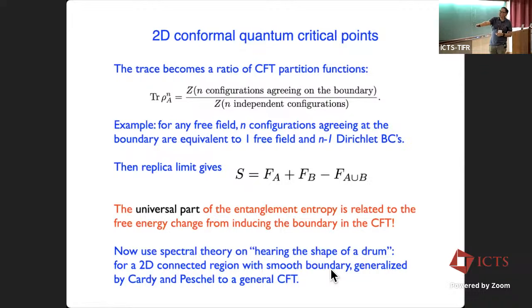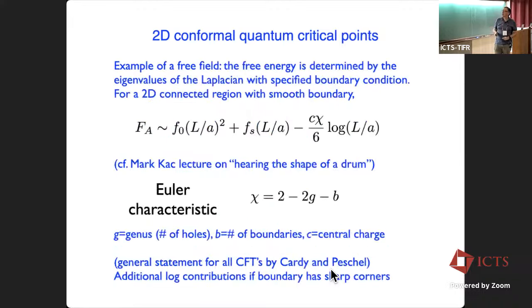And we're doing an easy case, which is a 2D connected region with smooth boundary. In other words, hearing the shape of the drum was about the spectrum of the Laplacian, of a drum that has some complicated shape, and whether the spectrum uniquely determines the shape of the drum. We're not going to worry about that uniqueness question. We're just going to worry about what people know about the spectrum of field theories with boundary conditions enforcing Dirichlet on some shape.